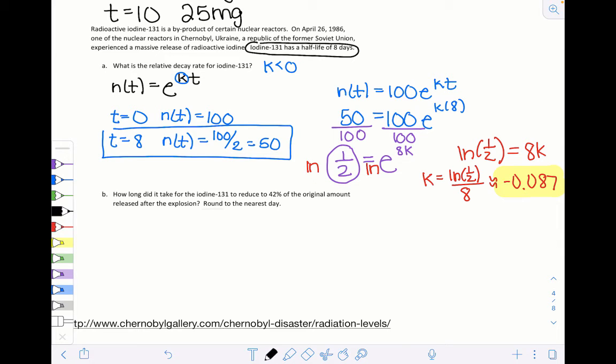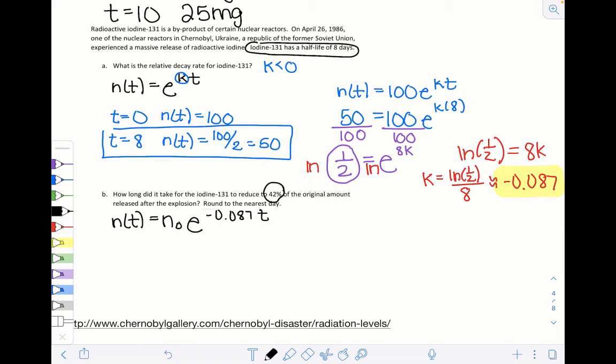So let me go ahead and write the model again. And I'm not going to leave the 100 there because that wasn't actually the initial value. And we still don't know the initial value, but I'm going to write the model with just leaving the n sub 0 there and filling it in with our k value that we just found. So that's negative 0.087 t. So this is what our model looks like. So we're trying to figure out how long it's going to take to reduce to 42%.